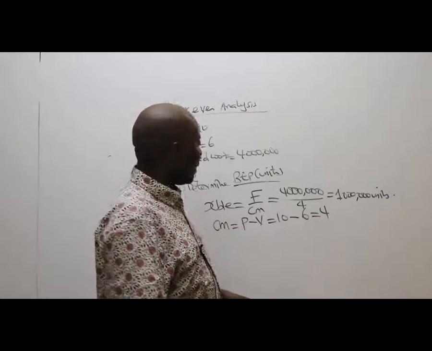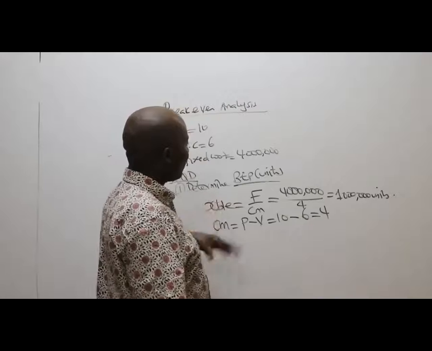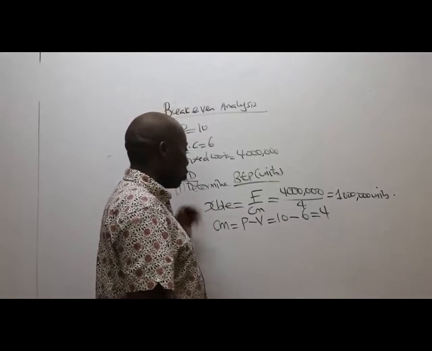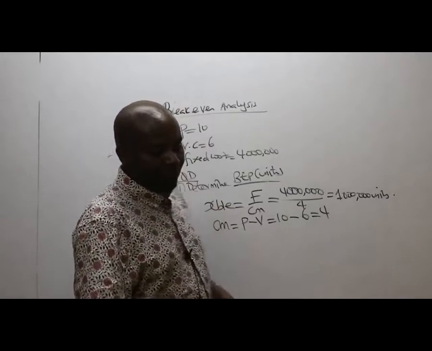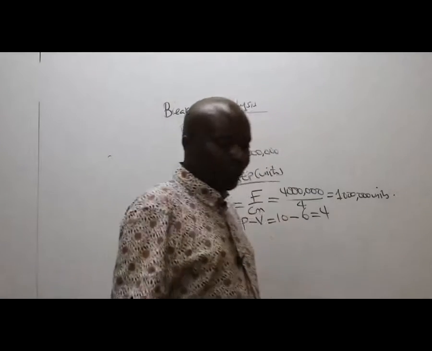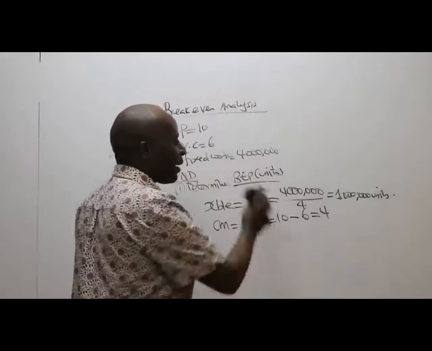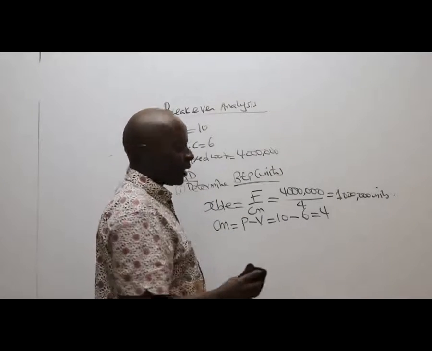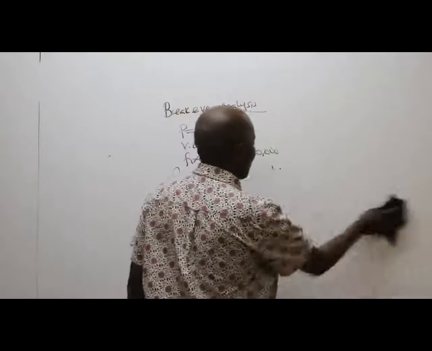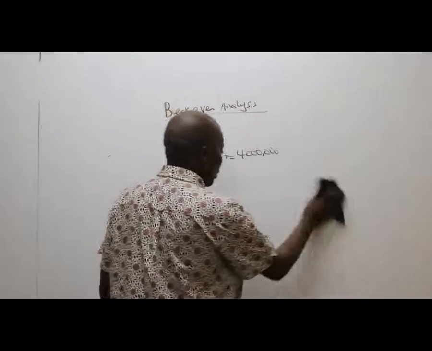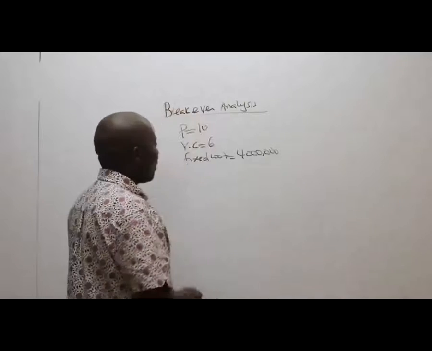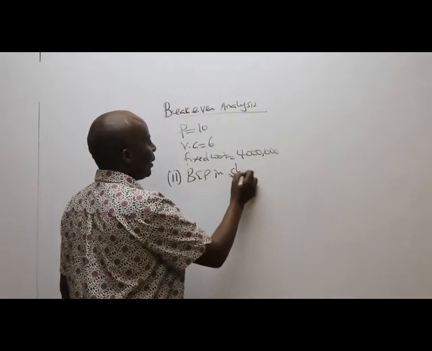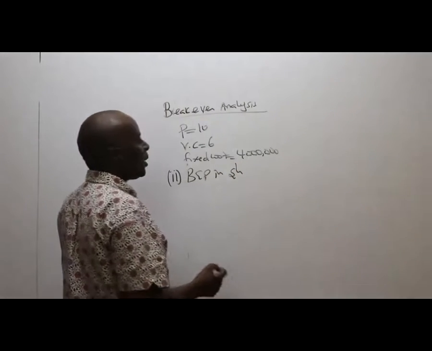Most of us would have gotten this correctly very easily. What most of us will not get easily is number 2, where they want us to give the break-even point in shillings. So, ladies and gentlemen, number 2 is the break-even point, but in shillings.